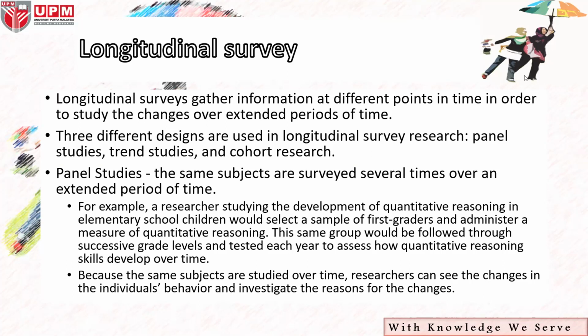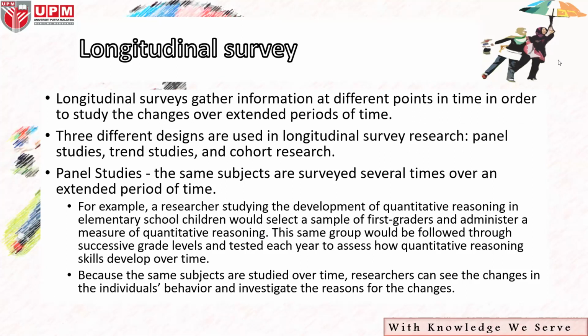For example, a researcher studying the development of quantitative reasoning in elementary school children would select a sample of first graders and administer a measure of quantitative reasoning. So this same group would be followed through successive grade levels and tested each year to assess how quantitative reasoning skills develop over time. Ini contoh. Di grup yang sama dia akan tengok. Contohnya 3 tahun pengajian, so dia akan tengok pembangunan this quantitative reasoning ni during that 3 years.